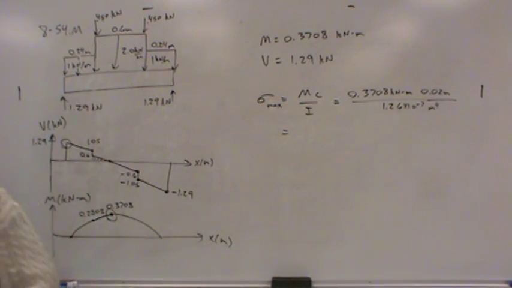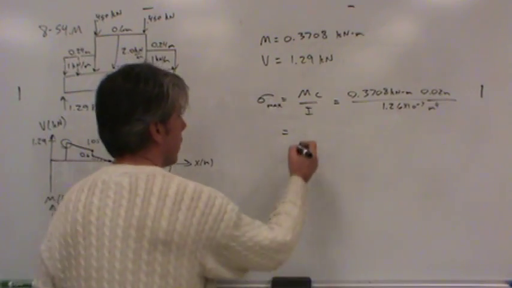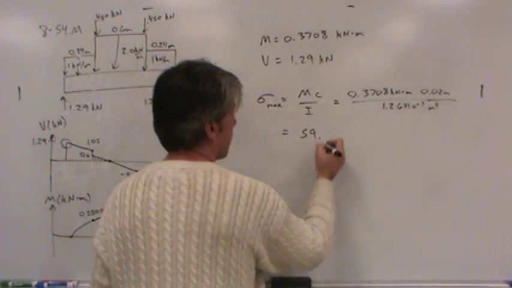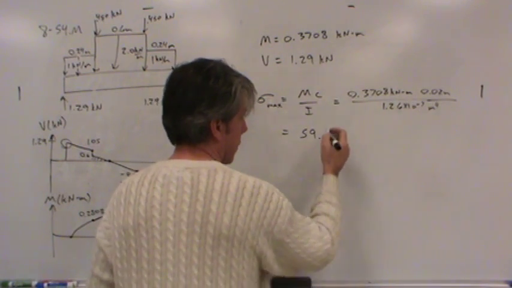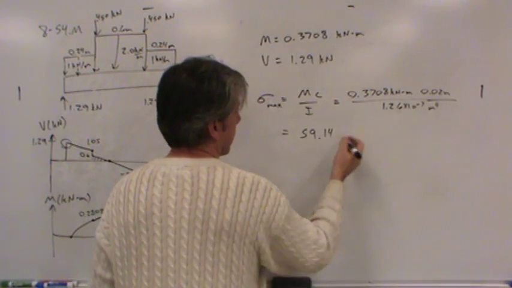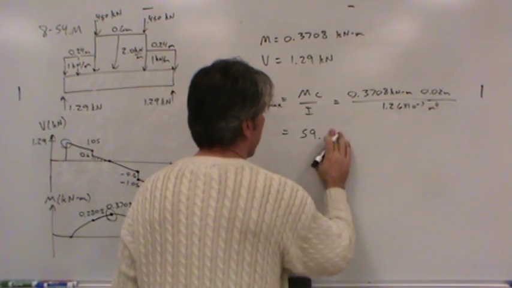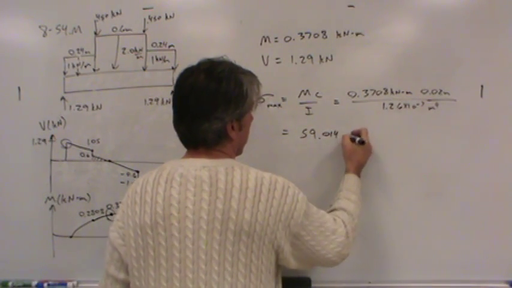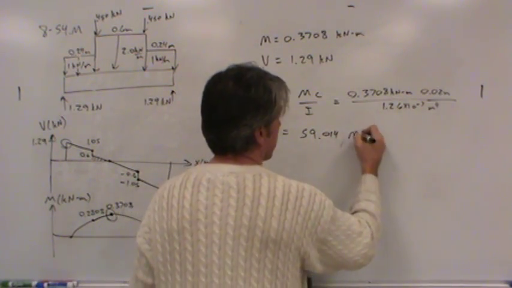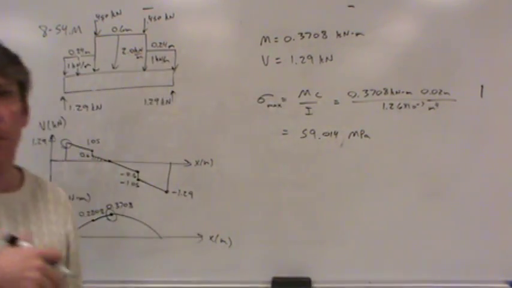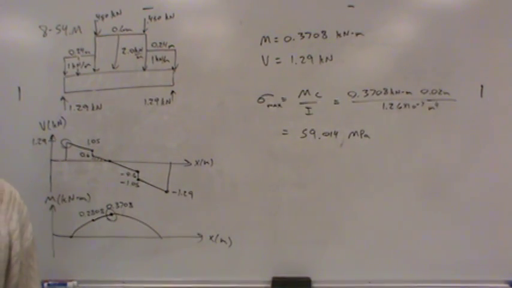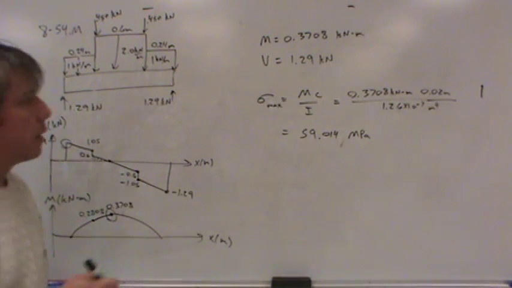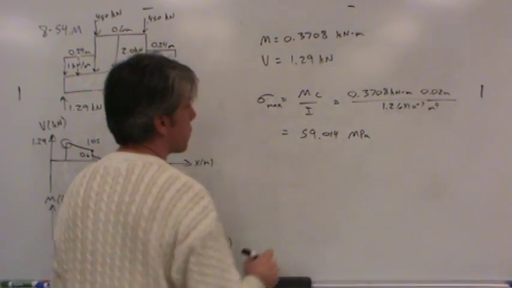Getting 59,014.65. So let me just write this as megapascals. Because if it was 59,000, I moved the decimal place over 3. Now we've got another factor of 1,000, so kilo times kilo is mega, right? So there's the stress, the bending stress.